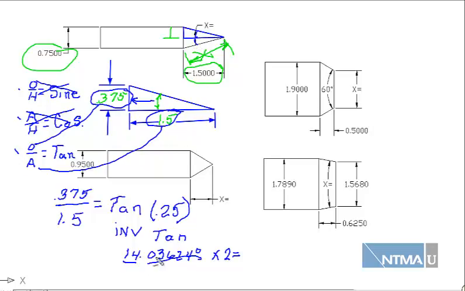This is the inclusive angle. So when you take this and multiply it times 2, that gives you 28.0724 decimal degrees. Then what you want to do is hit your DMS-DD key. Oh no, I'm sorry. You want to hit your DD dash DMS key.